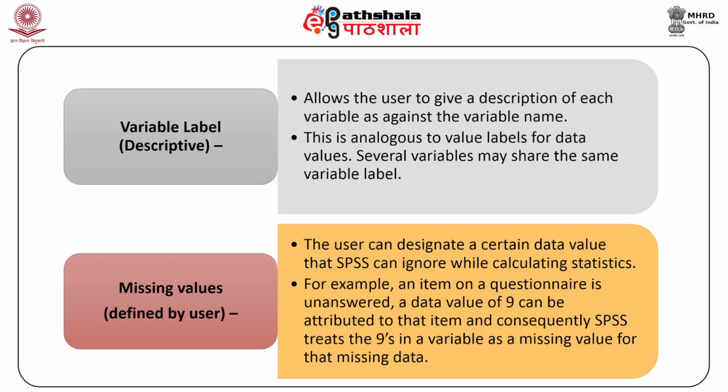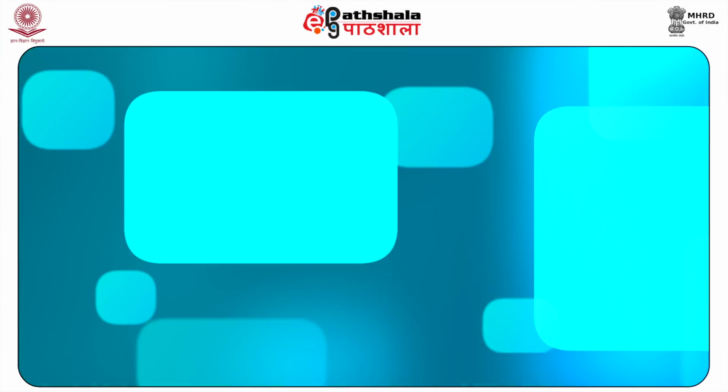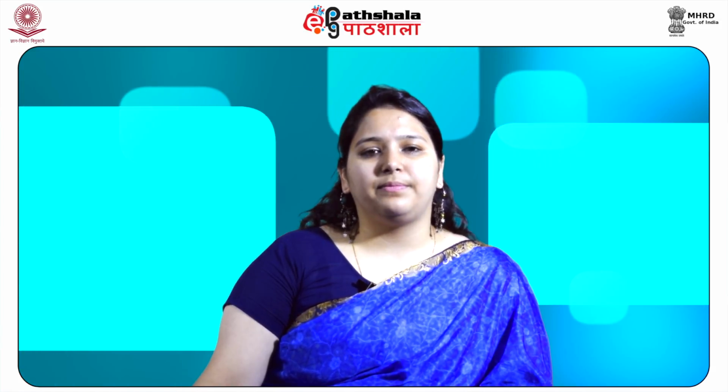Missing values, which are defined by the user. The user can designate a certain data value that SPSS can ignore while calculating statistics. For example, an item on a questionnaire is unanswered. A data value of 9 can be attributed to that item, and consequently SPSS treats the 9s in a variable as a missing value for that missing data. The other minor variable attributes like column width, decimal, alignment and measurement level correspond to the data display.